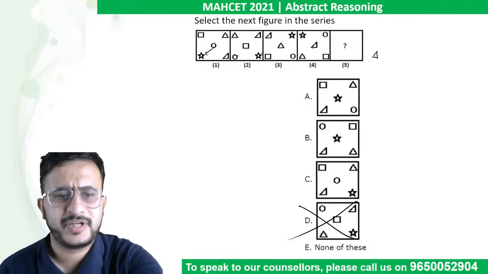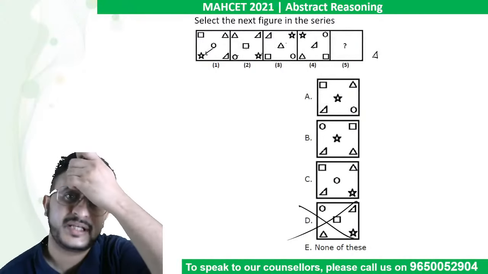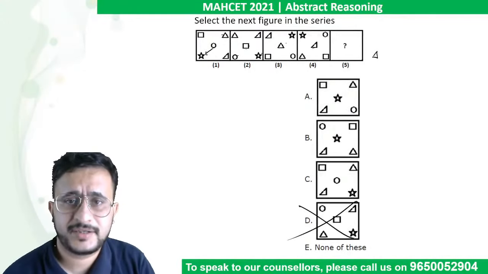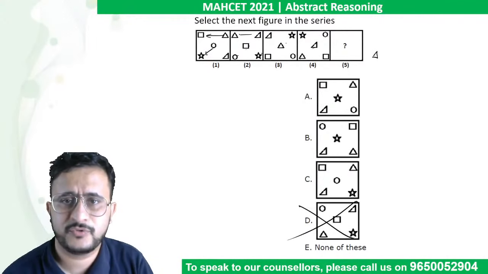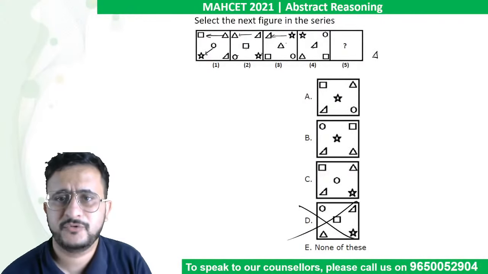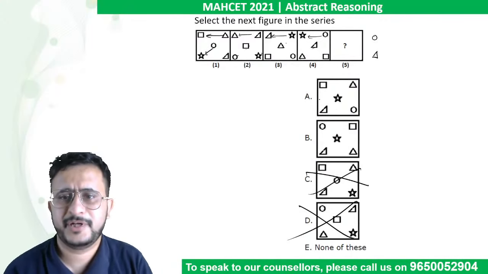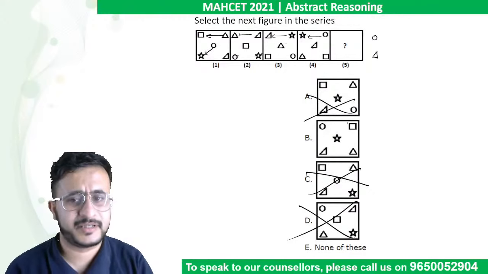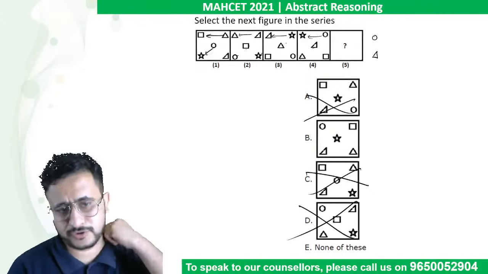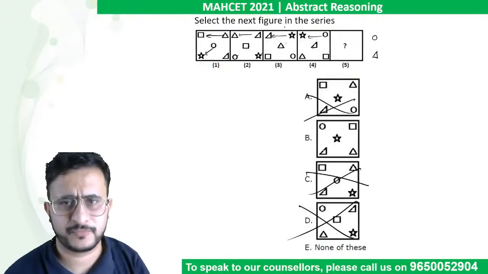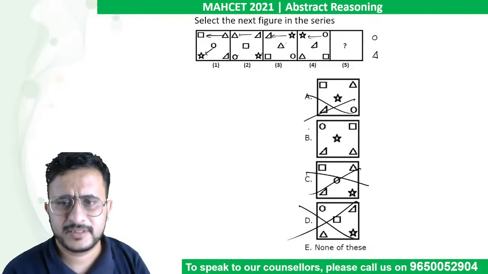Okay. Now next you see is some more thing. Let us see this. That the triangle is moving in this direction. This moved in this direction. The star moved here. So you will have a circle here, right? So you can eliminate all other options. But there is one option called none of these also, right? So let us check for other things also. Okay, so this happened. This is correct in its place. This is correct in its place.